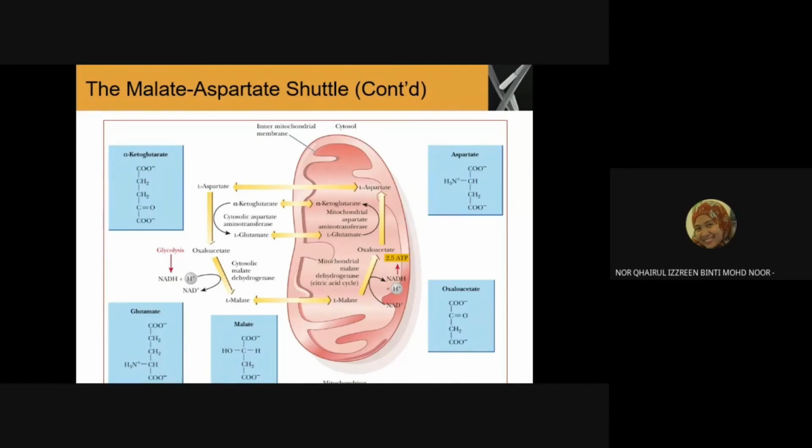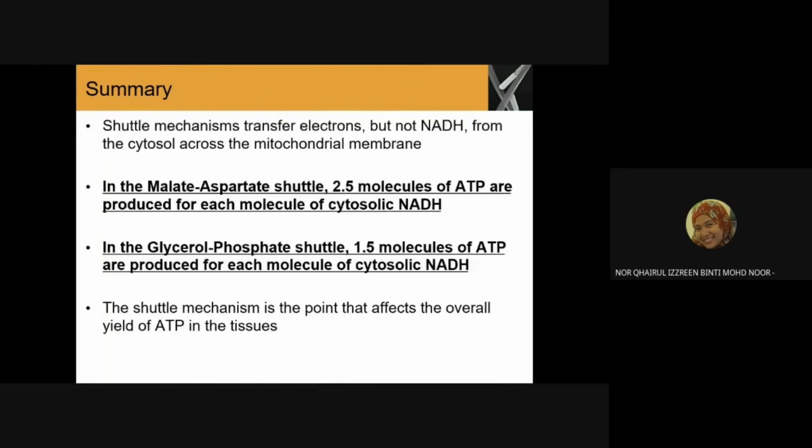In total, 10 hydrogen ions will be pumped out in the ETC. Remember, complex one, 4 hydrogen ions. Complex 2, no hydrogen ions. Complex 3, 4. Complex 4, 2. Total of 4, 4, 2, so 10 hydrogen ions will be pumped if we use this malate aspartate shuttle. Understand? That is why in the malate aspartate shuttle, 2.5 molecules of ATP are produced from NADH.